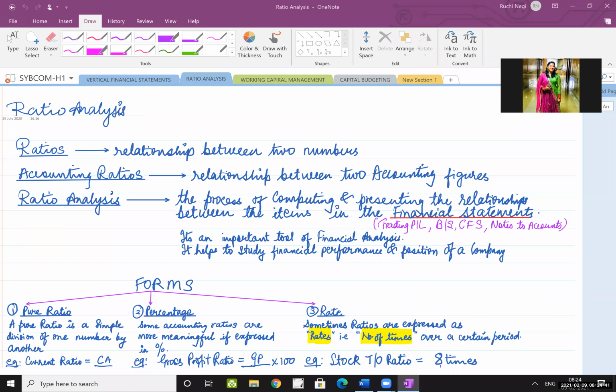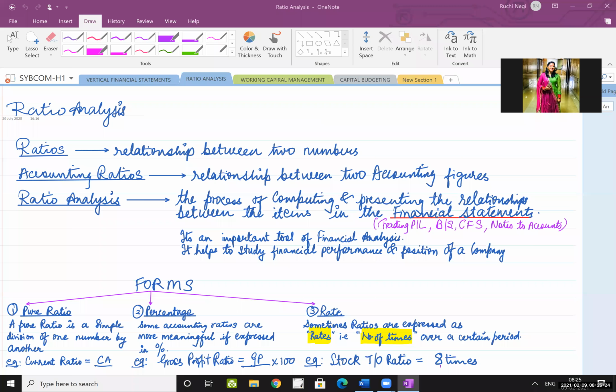So I'll take it back again. What are ratios? Relationship between two numbers. Now what you have to study? Accounting ratios. The accounting ratios will explain the relationship between two accounting numbers. And then what is ratio analysis? It is the process of calculating and presenting the relationship between the items, that is two numbers, but in the financial statements. And we have already done in the last chapter what financial statements are. It includes your revenue statements, your balance sheet, your cash flow statement, and your notes to accounts.